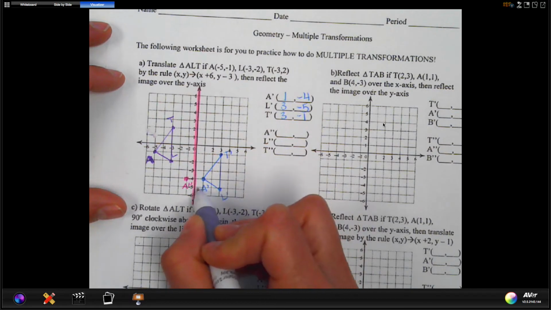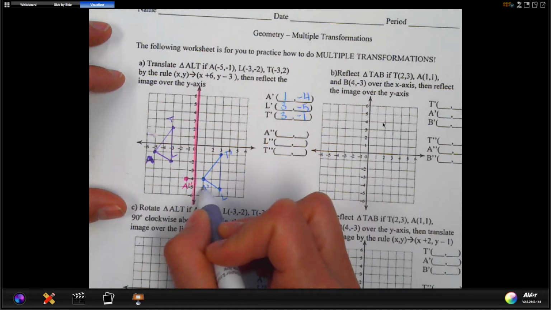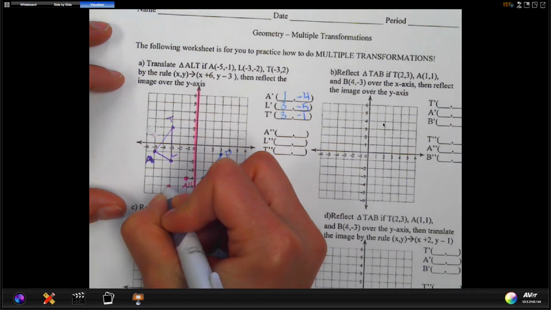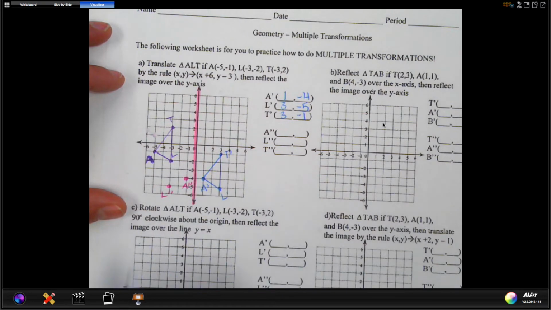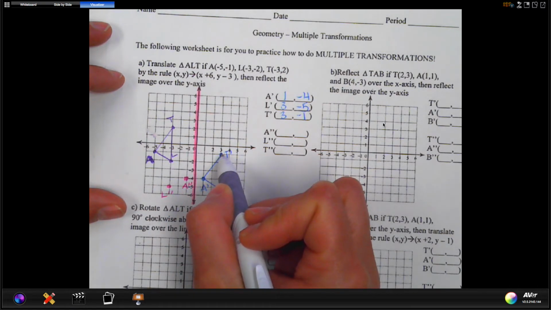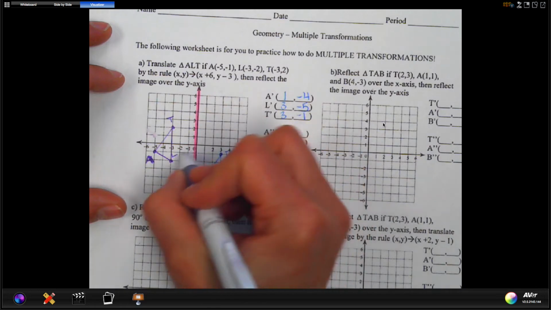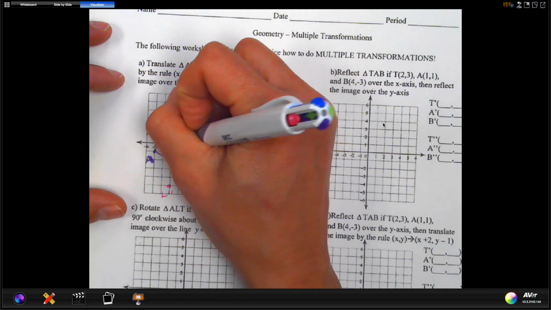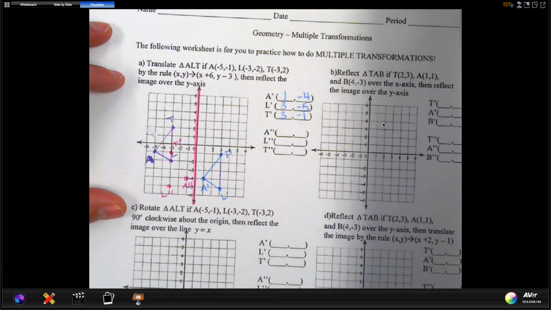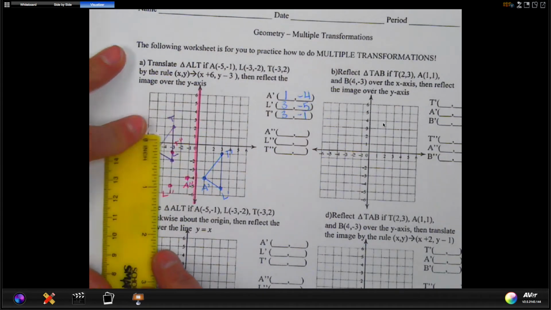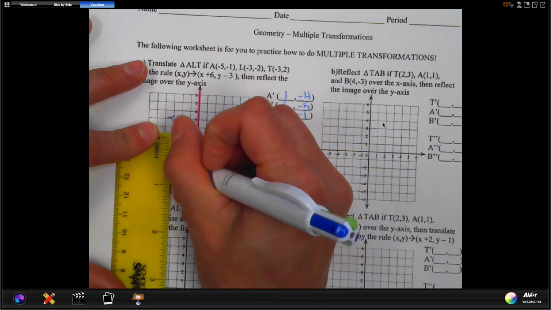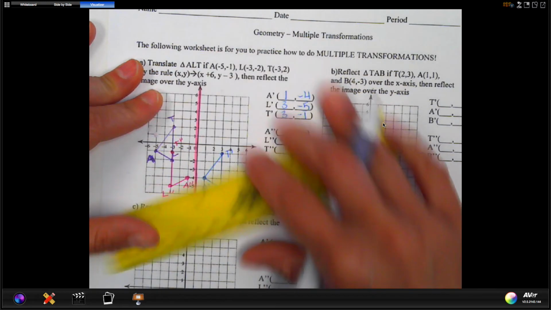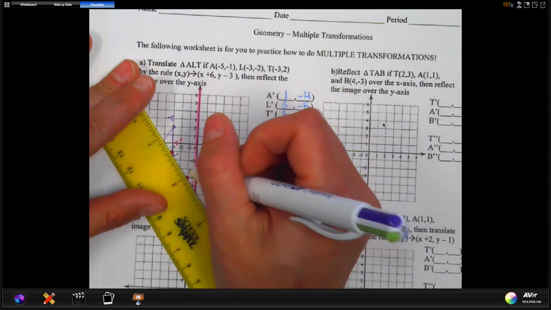L prime is 1, 2, 3 to the right, so we'll move it 1, 2, 3 to the left and label it L double prime. And T prime is also 3 to the right, so we're going to move that 3 over to the left, and it does overlap our original triangle, which is okay. Actually, that's what we want. This is to make it correct. Okay, here we go. Reconnect. And we have done our sequence now.